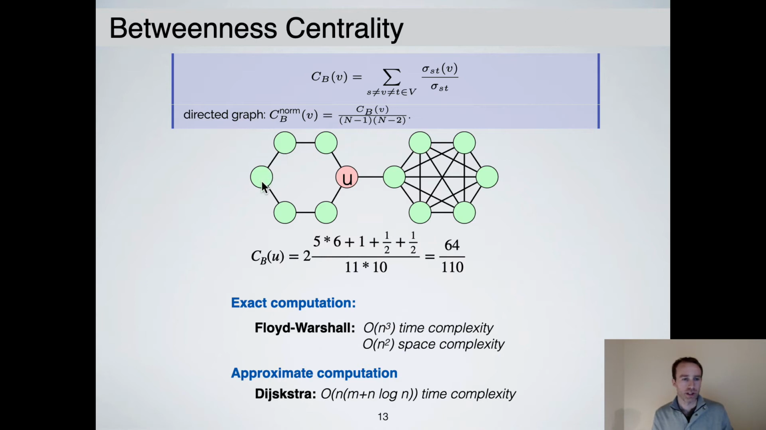And I get nothing from all the other pairs of nodes, because if I want to go from this node to this node, I do not go through U. If I go from this node to this node, the shortest path is here, not here. So I'm not passing by U. Again, if I want to go from this node to this node, I don't have to go through U. So this is the total number of pairs of nodes, and this is the number of pairs of nodes for which the shortest path between them is going by U.